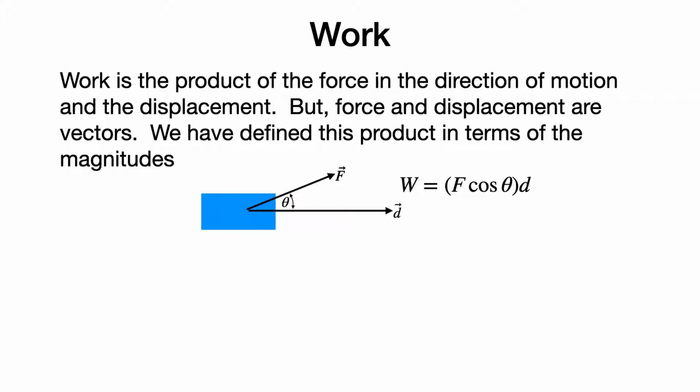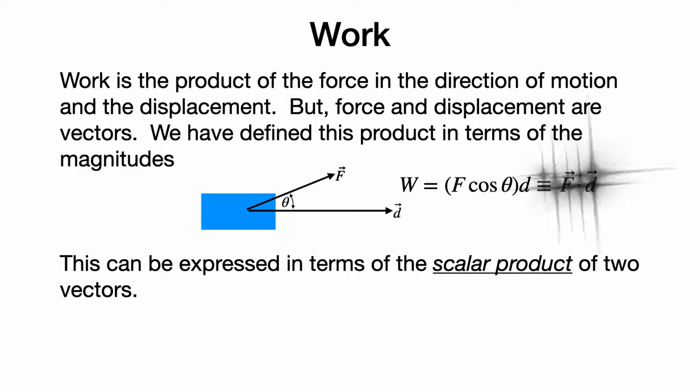But force and displacement are vectors, and we have defined this product in terms of magnitudes. We've taken the component of the force in the direction of the displacement and taken that magnitude, which is F cosine theta in the example, and multiplied it by the magnitude of the displacement, which is d. We get a scalar quantity. Well, in general, we can write this particular product of two vectors as something called the scalar product or the dot product of two vectors.